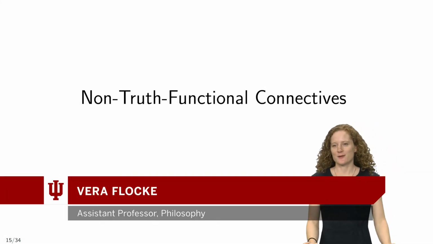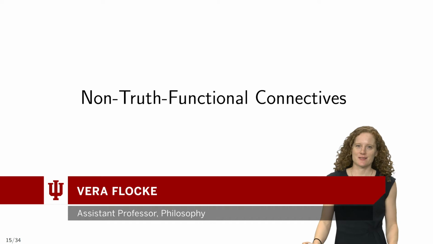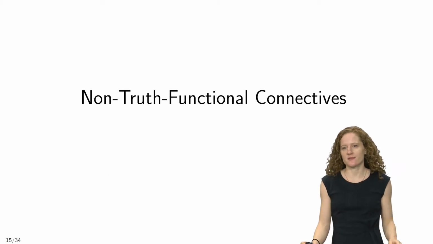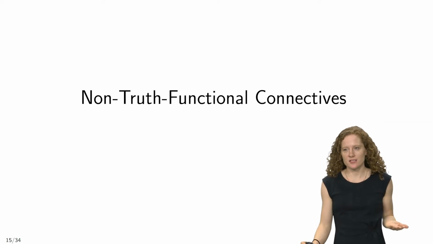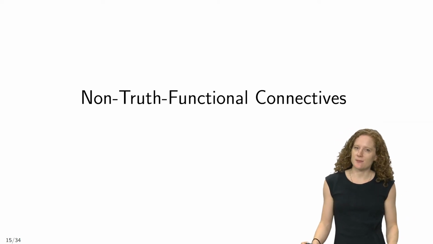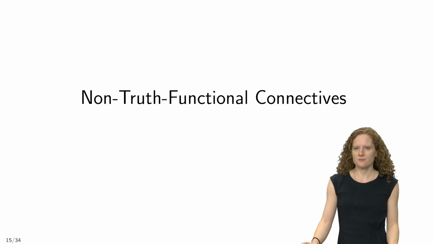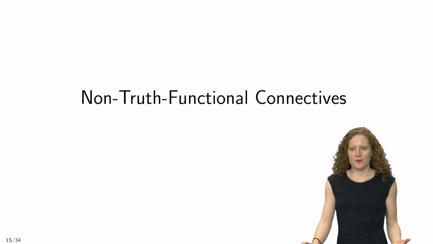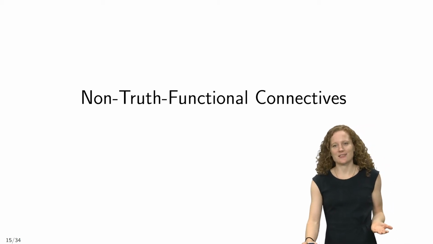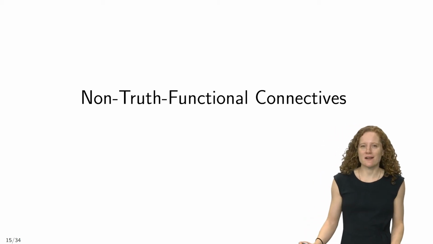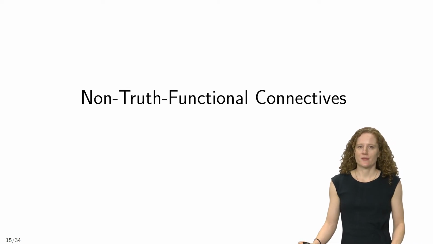TFL, the language for truth functional logic, has certain limitations. In particular, the language is able to model only truth functional connectives. That means that a connective that is not truth functional cannot be adequately represented in TFL. So that raises an important question. How can we tell whether a connective is truth functional? In other words, how can we tell whether we can model a given connective in TFL?